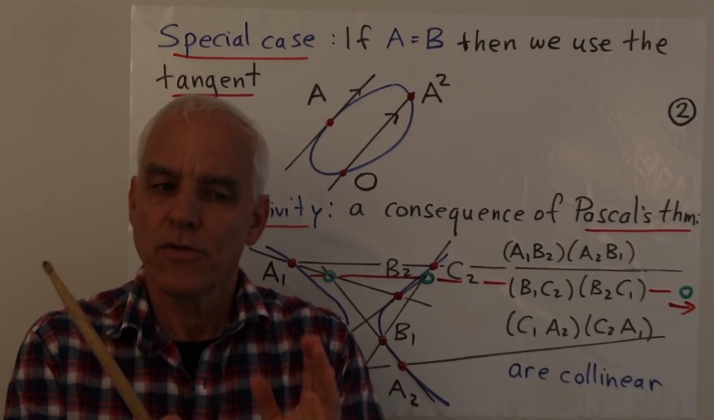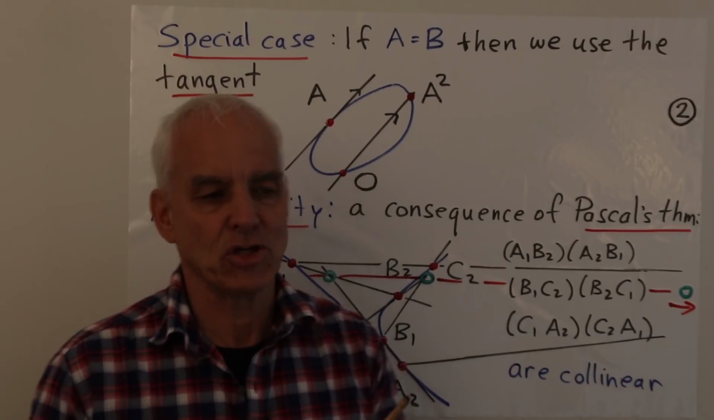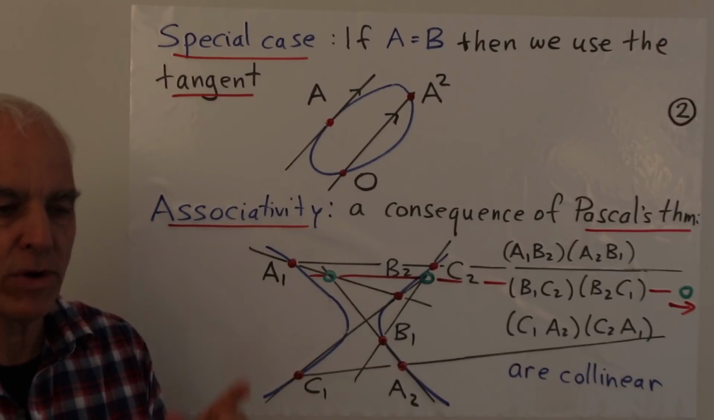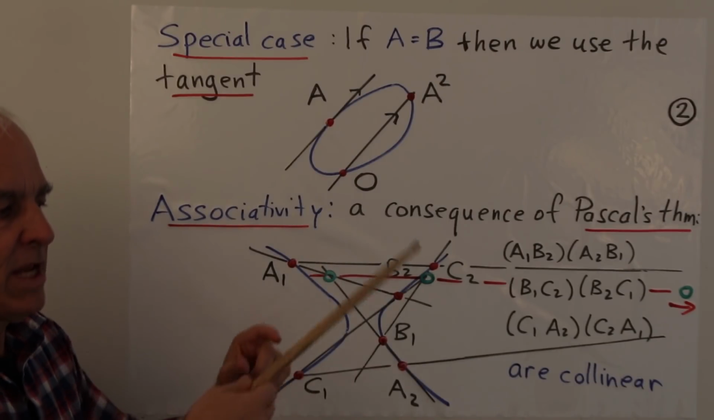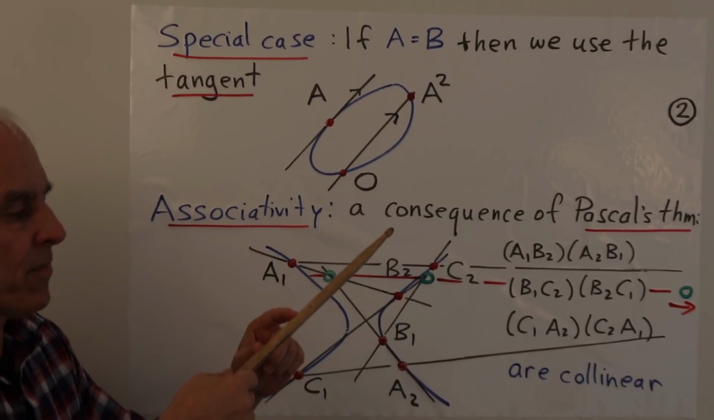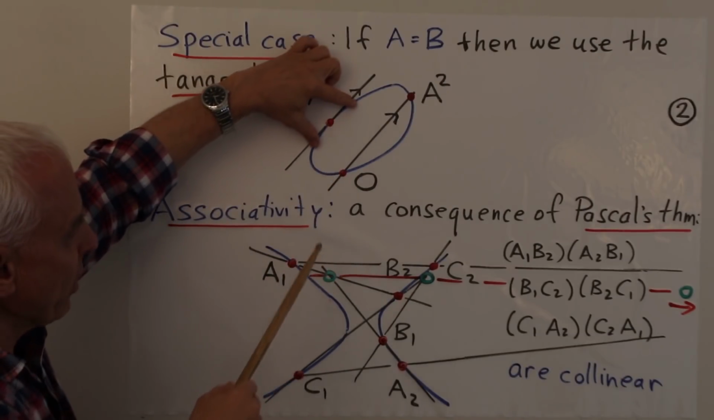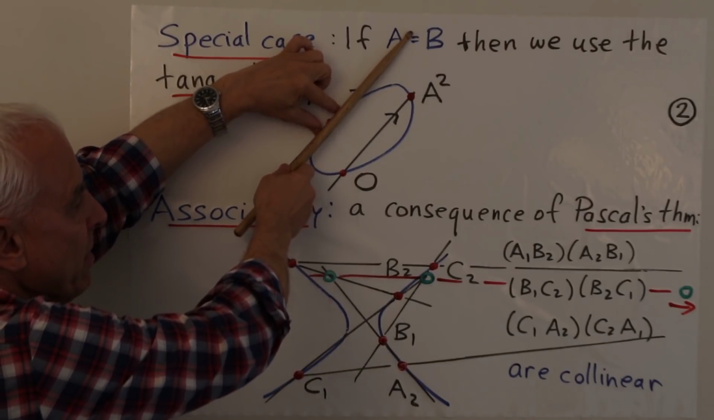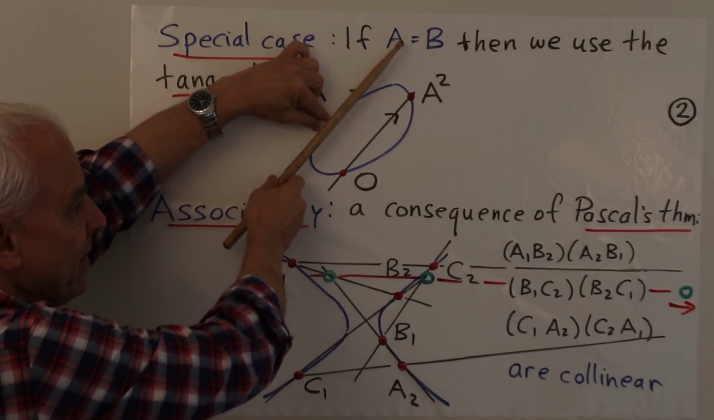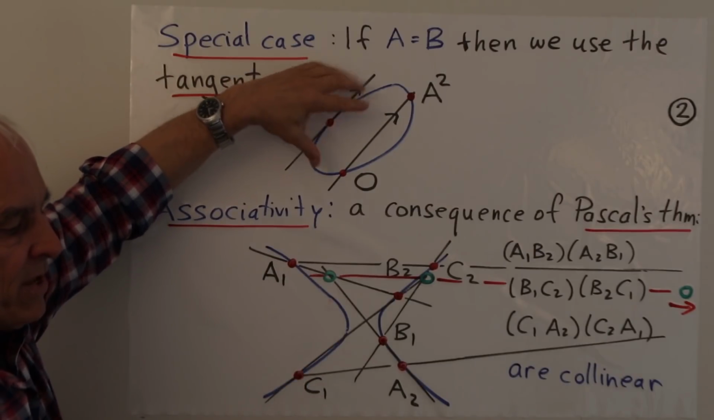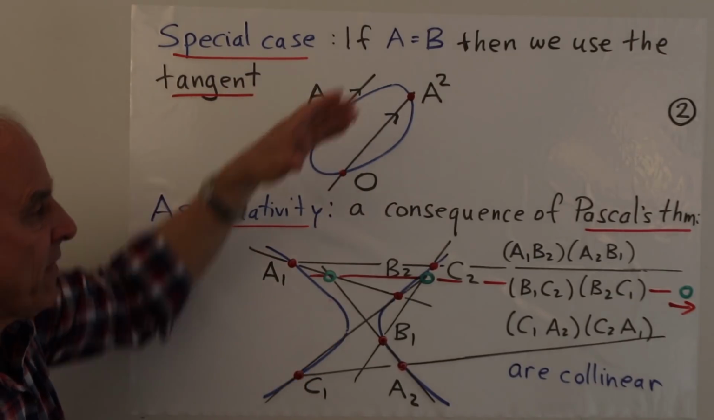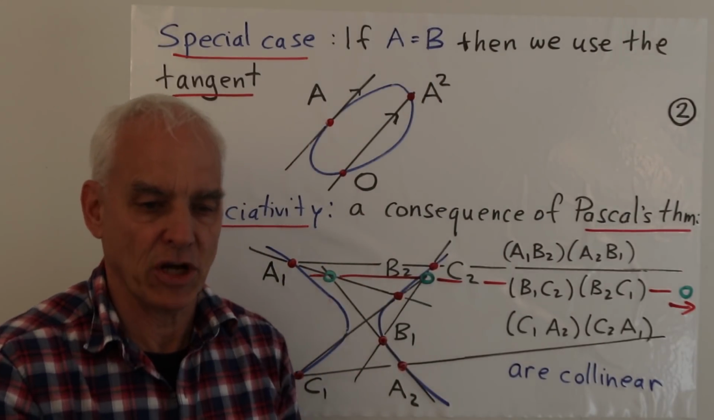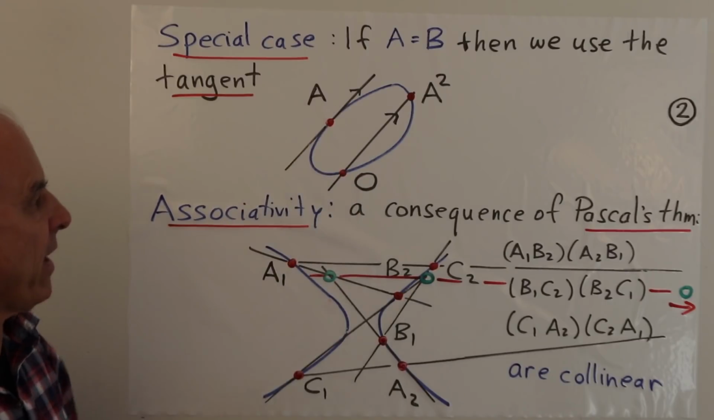Now, in this discussion, there's a certain special case that occurs occasionally that we need to point out. For example, if the point A and the point B coincide, then what do we mean by the line joining them? So if A and B are points on the conic and they approach each other, then the line joining them approaches the tangent to the limiting point. So that's motivation. So we just agree that when A equals B, then the line AB is by definition the tangent to the conic at A.